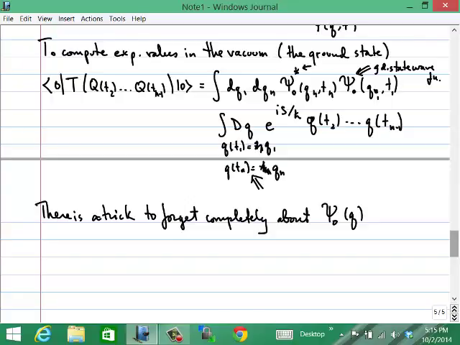So let's imagine that we have some state q of t. And we want to think about this as the time evolution of some state. Okay. How do I want to write this?